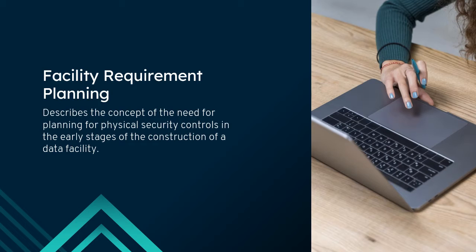Facility requirement planning describes the concept of the need for planning for physical security controls in the early stages of the construction of a data facility. There might be an occasion where security professionals are able to provide input at the construction phase of a building or data center. Some of the physical security elements involved at the construction stage include choosing and designing a secure site.